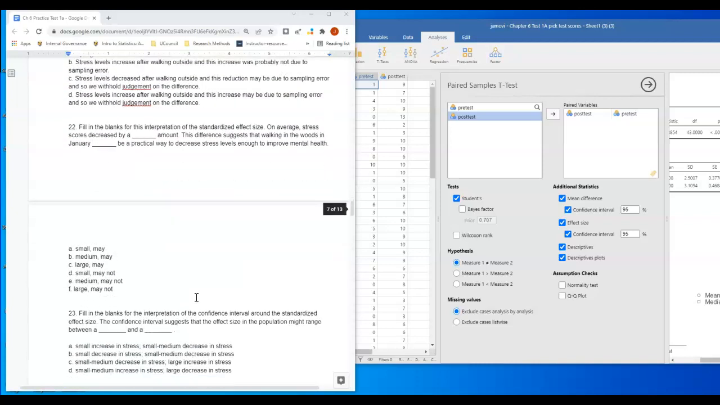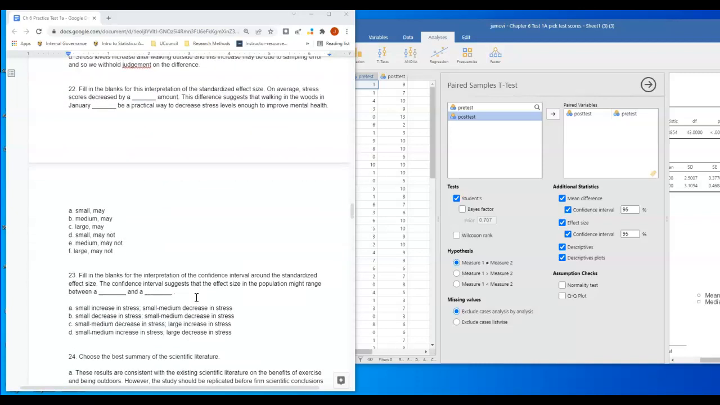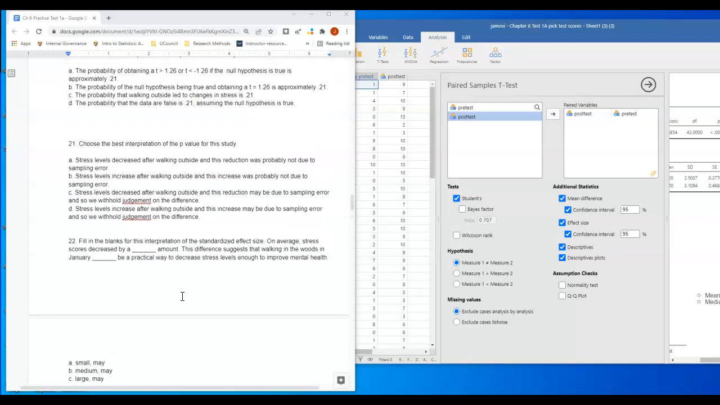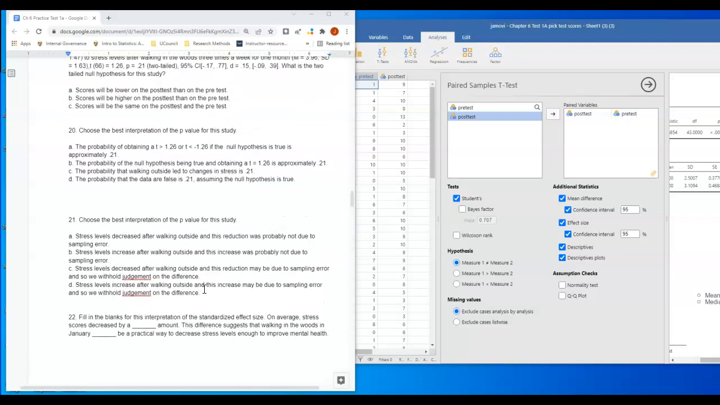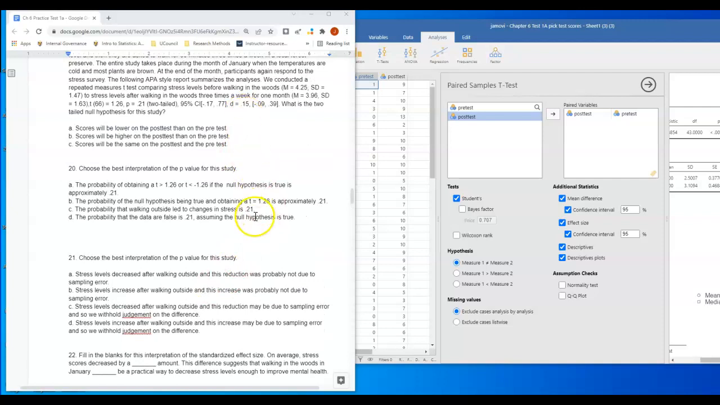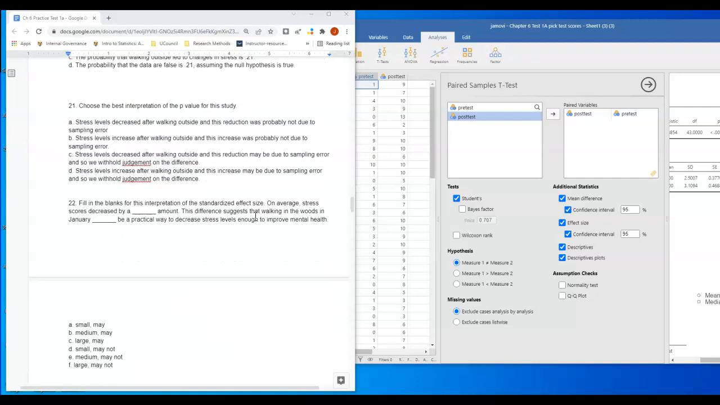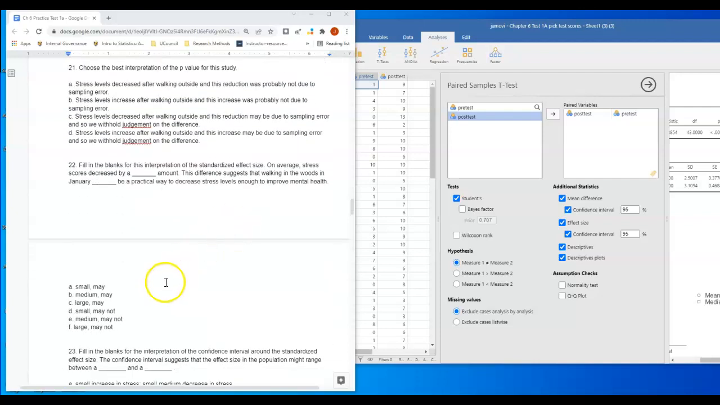Sorry about that. All right, number 22, fill in the blanks for this interpretation of the standardized effect size. On average, stress scores decrease by an X amount, and this difference suggests that walking in the woods in January is blank. And so let's look at our effect size. Our effect size d is 0.15. If we're using criteria of 0.2, 0.5, and 0.8 for small, medium, and large, that is a small effect. And so also it was a small effect that was probably due to sampling error. And so we could say it decreased by a small amount, and this may not be a practical way to reduce stress levels.